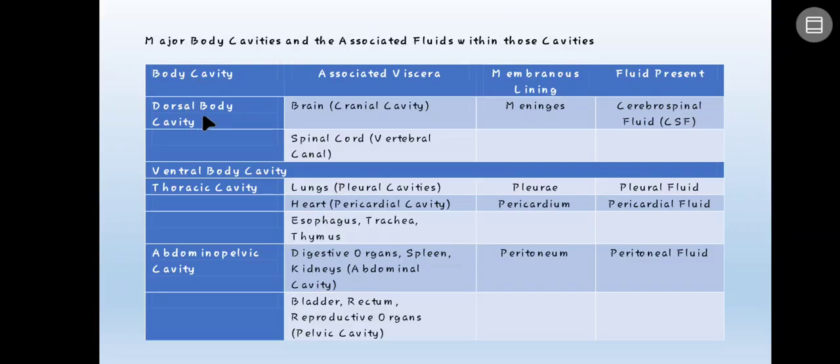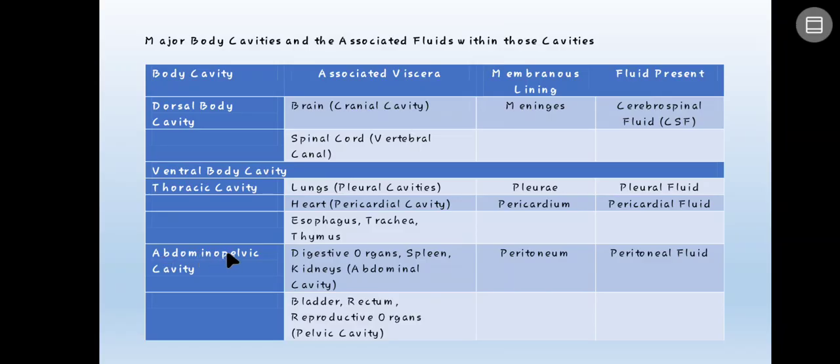Okay, so in summary, we have two major human body cavities: dorsal body cavity and then ventral body cavity. In the dorsal body cavity, we have the cranial cavity and the vertebral or spinal cavity or canal. Then under the ventral body cavity, we have the thoracic cavity and the abdominal pelvic cavity. The thoracic cavity can further be divided into pleural cavity and then the mediastinum. Within the mediastinum, we have the pericardial cavity.